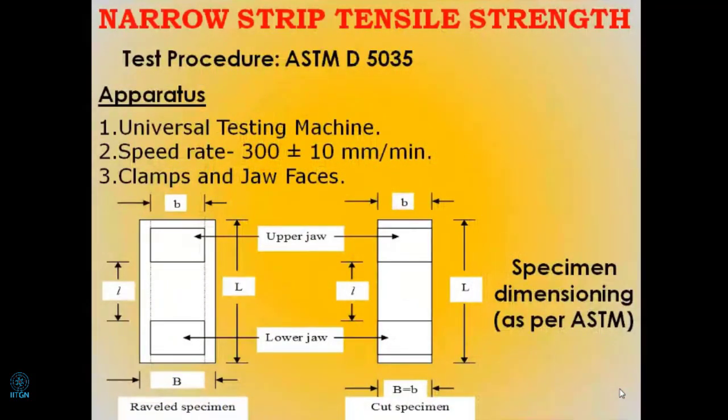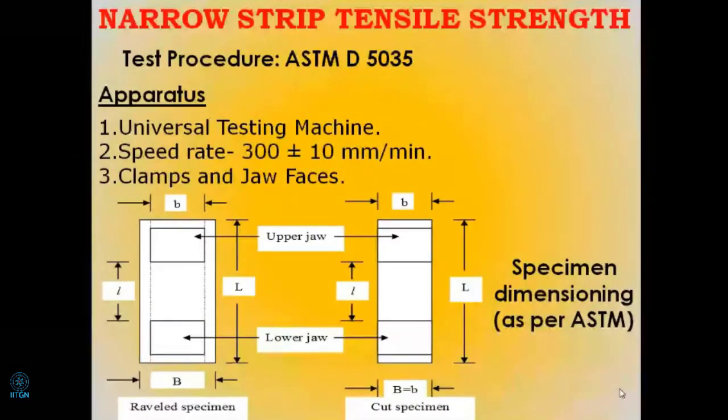Now we'll discuss all these tests in detail. First one, tensile strength by the narrow strip tensile strength test as per ASTM D5035. Basically, the narrow strip and wide strip have different sample sizes, as the name denotes. Under both tests, the apparatus used depends on the standard you are following, like ISO, ASTM, or Indian standards. As per ASTM D5035, the speed rate should be 300 plus minus 10 mm per minute. The clamps are flat ones for the geotextile.